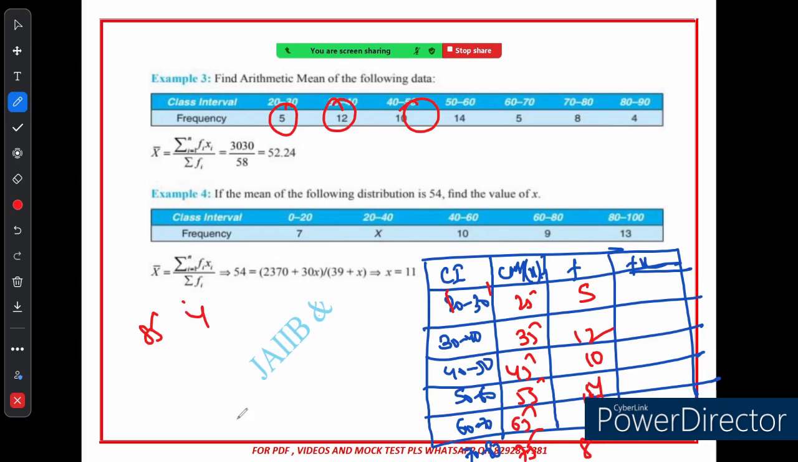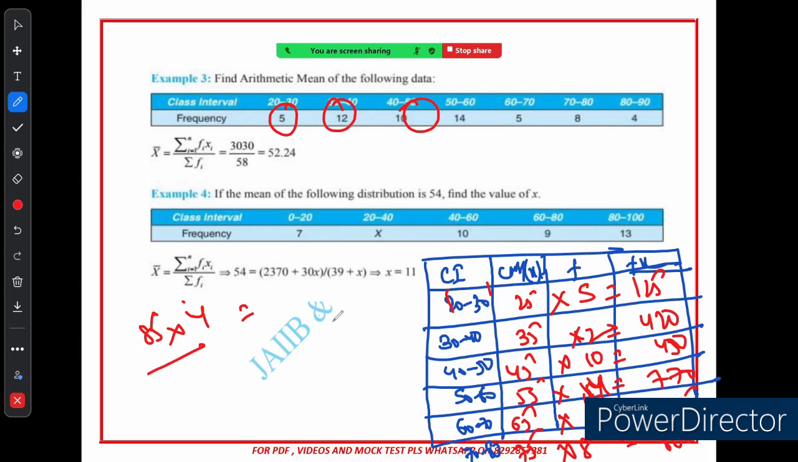Now you need to multiply xi into fi. 25 into 5 will give you 125. 35 into 12, calculate it, how much are you getting? I think you will get 420. Then 45 into 10 you will get 450. 55 into 14, which is 110 into 7, that is 770, right? Then you have to do 65 into 5. So how much will you get? 60 into 5 is 300, plus 25, 325. 75 into 8, that is 150 into 4, that is 600. And 85 into 4, this is the last one, which is 170 into 2, that is 340.